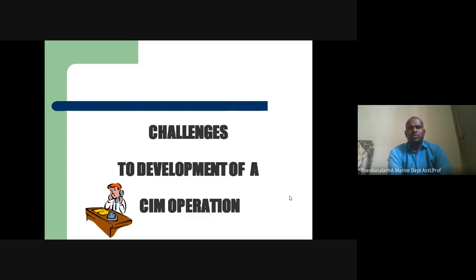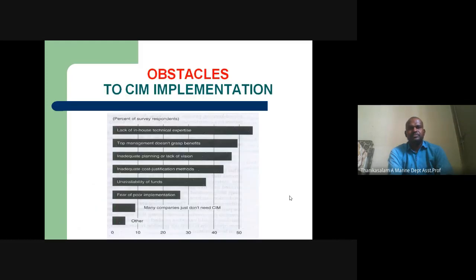What are the challenges in developing and operating SIM? The cost. Since we implement computers in all fields, we need highly skilled technical experts, so implementation has many obstacles. Lack of in-house technical expertise, top management does not grasp the benefits, inadequate planning and lack of vision, inadequate cost justification methods, unavailable funds. That's why they are not implementing SIM.